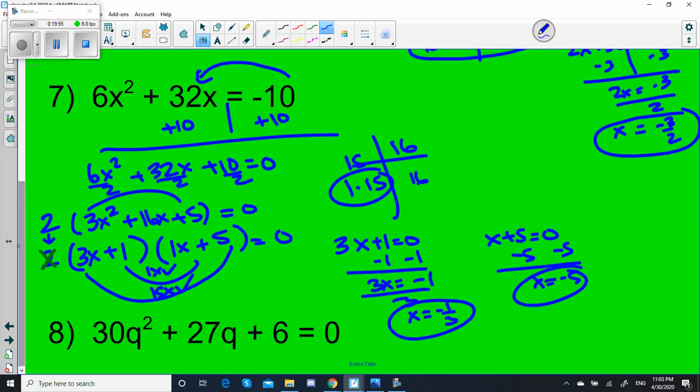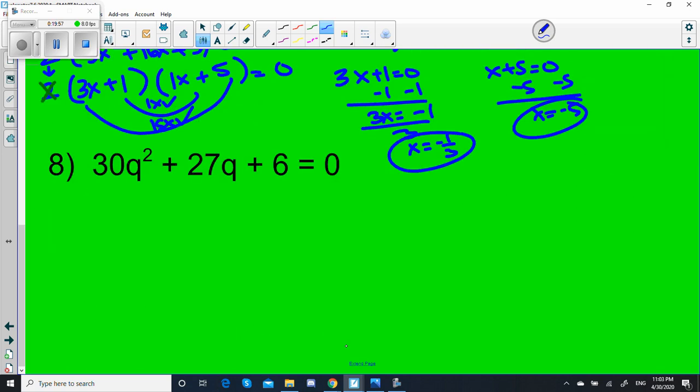All right, number 8. If you haven't tried one by yourself yet, I would like you to push pause and give this one a try. Do not forget to check for a GCF.